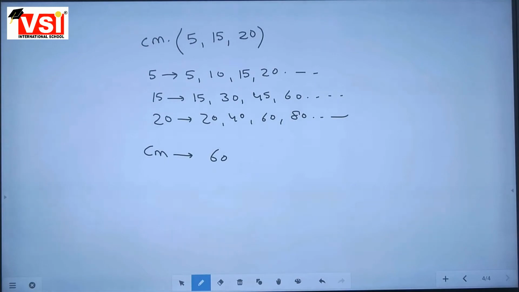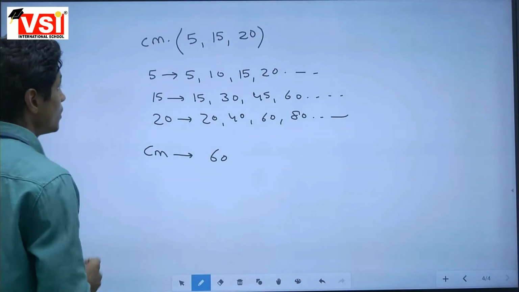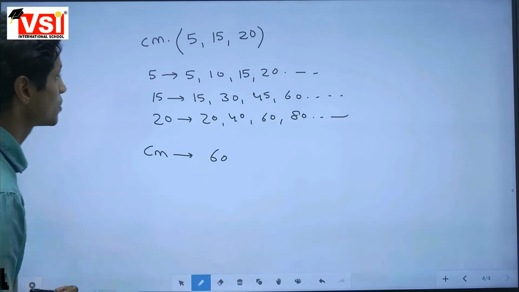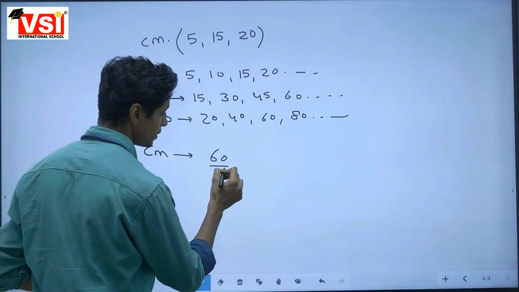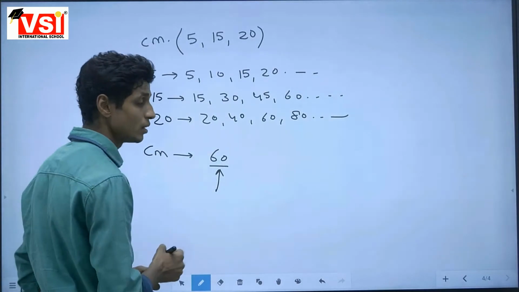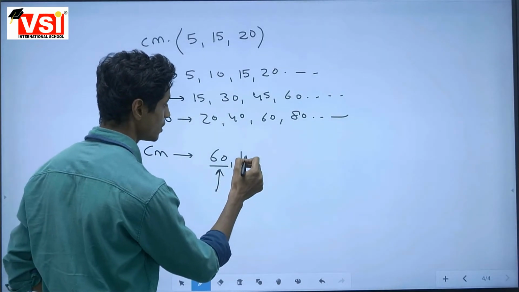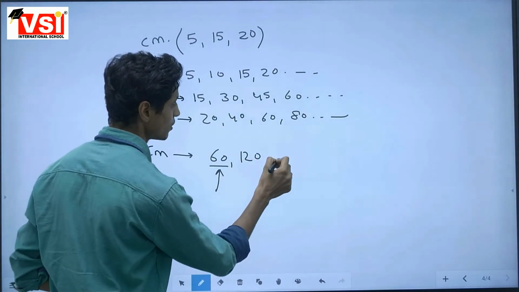Fine. Another one, 40 doesn't come in 15. 45 doesn't come in 20. Like this, 60. Now you don't have to struggle more, because once you get the very first common multiple of any group, just write the table of that same number: 60, 120, 180.